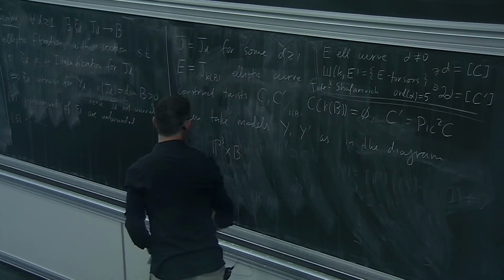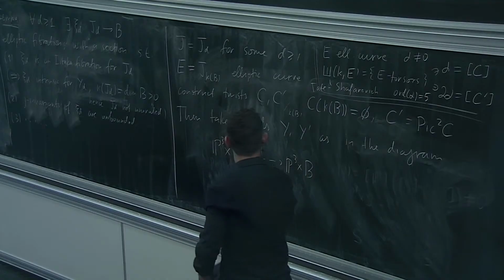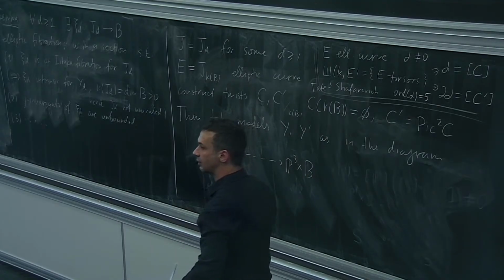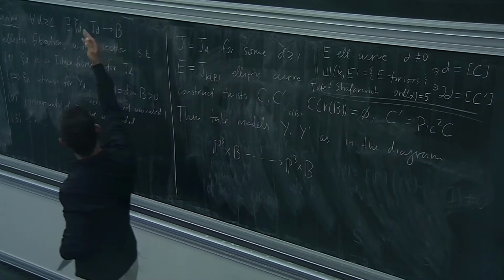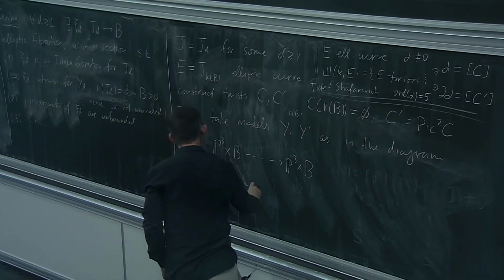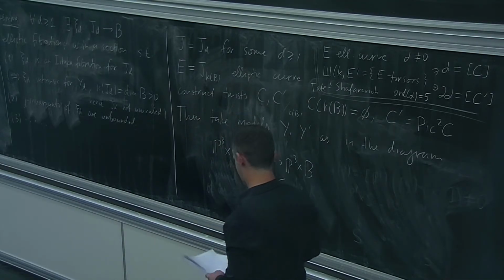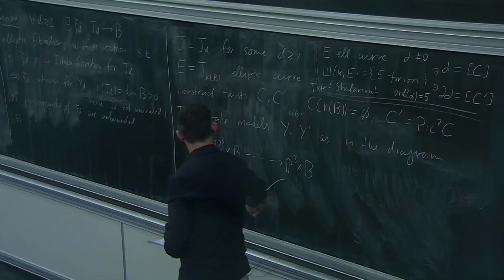P3 times B, and I want to go into P3 times B over B. So I'm about to produce some maps from P3 times B to itself, from the maps from P3 to P3, and nicely over B, so that I have no problems with twisting this base.